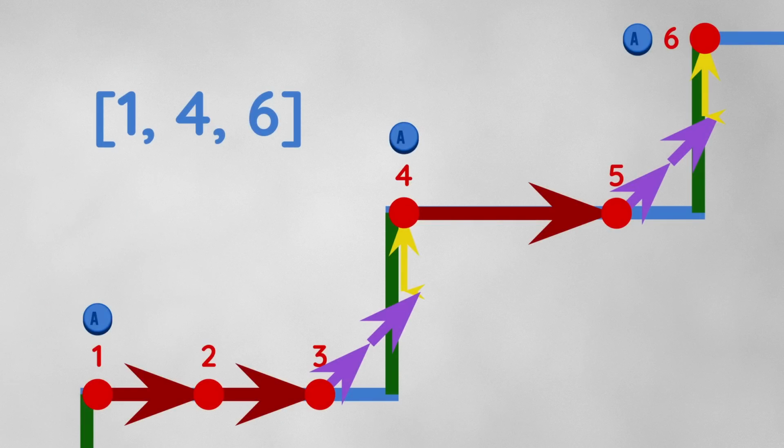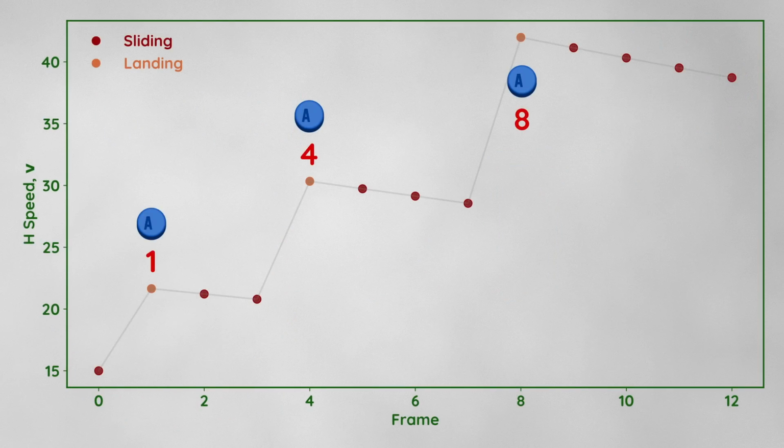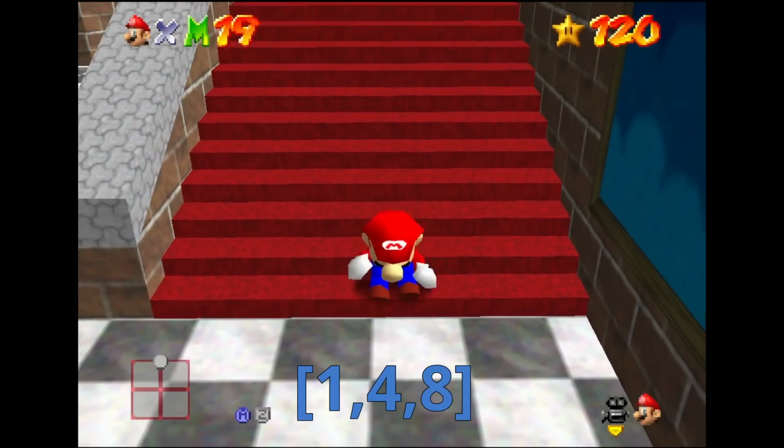But apart from 146, are there any other solutions? Well, there's another common solution, which is 148. Here, instead of jumping on the 6th frame, we slide on the 6th and 7th frames and get our third clip on the 8th frame instead. Here's the H-speed plot of this, and here's it happening in game.